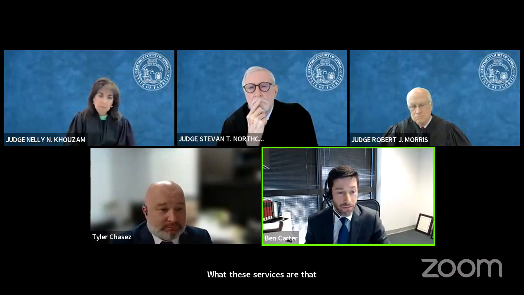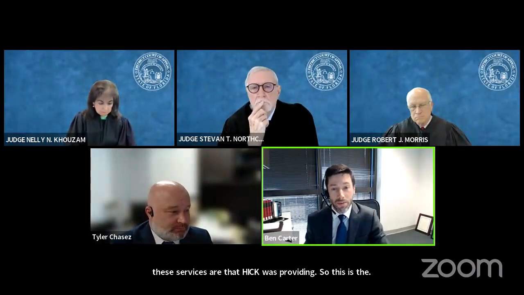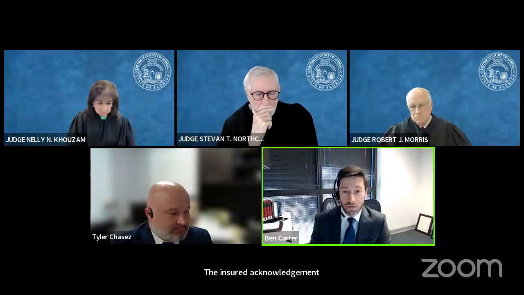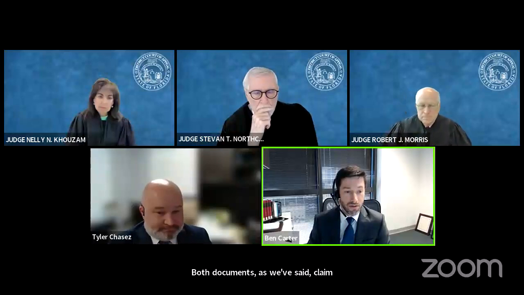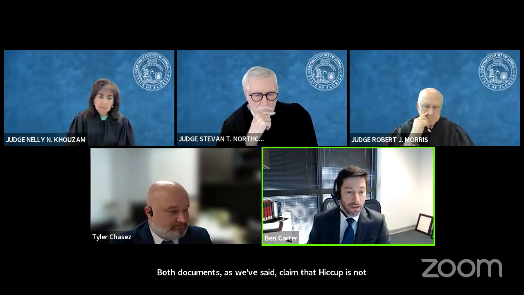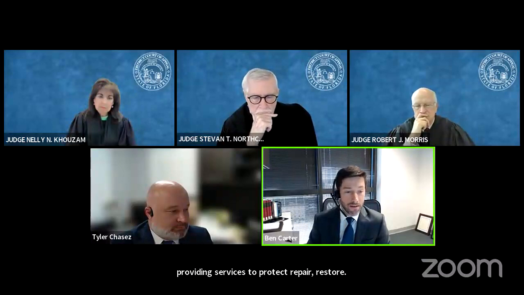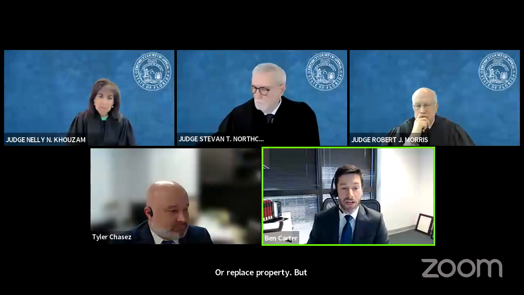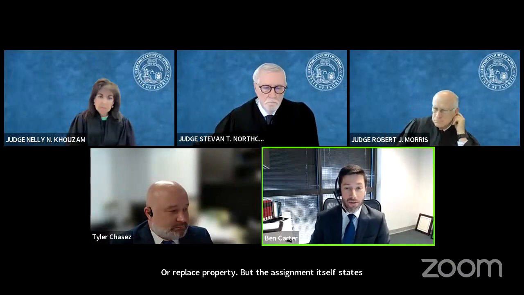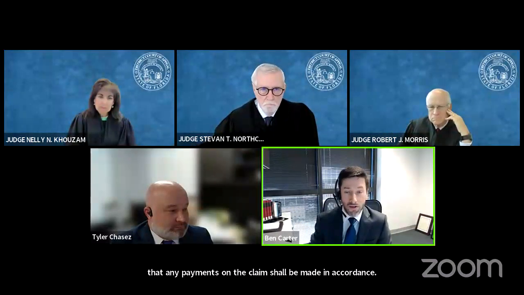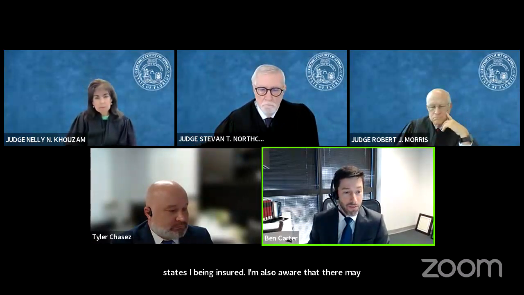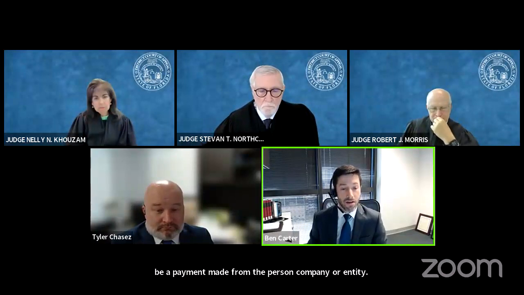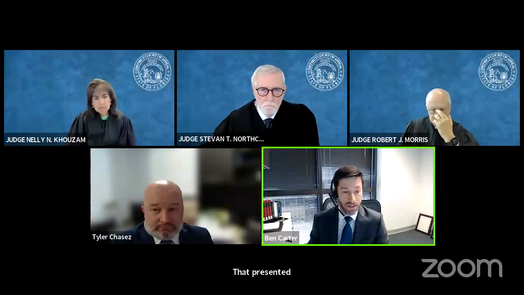So this is the insured acknowledgement form and the assignment of benefits. Both documents, as we've said, claim that HICA is not providing services to protect, repair, restore, or replace property. But the assignment itself states that any payments on the claim shall be made in accordance with any direction to pay relevant to the claim. It also states, I, being the insured, am also aware that there may be a payment made from the person, company, or entity that presented, discussed, offered, or suggested the use of this agreement directly to HICA.